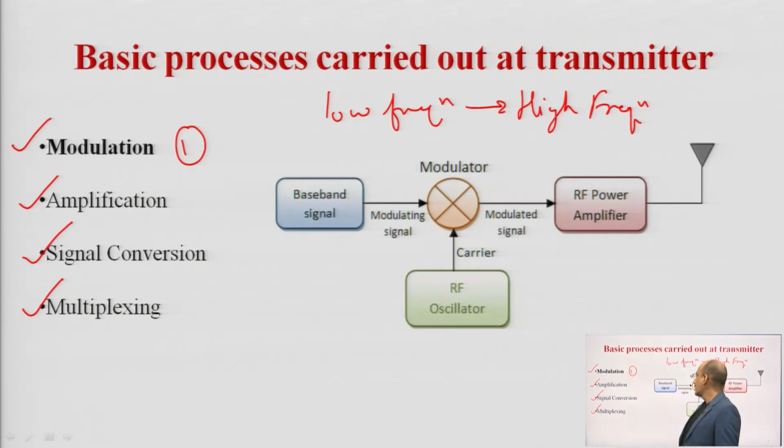In modulation we require two signals. The first one is the baseband signal. That baseband signal, or information signal, or electrical signal, is of low frequency.